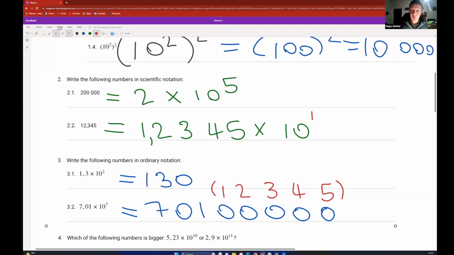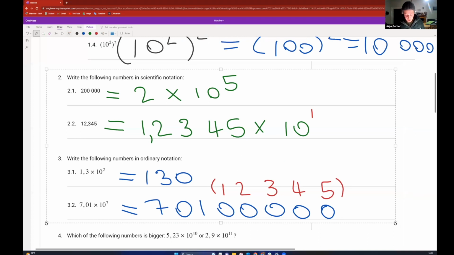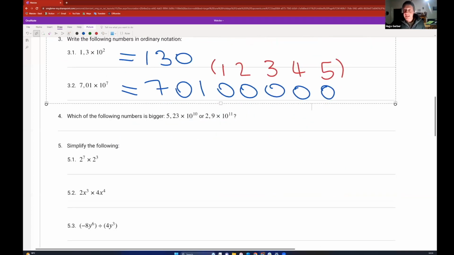And the same goes for 3.2. It's just a bigger sum. And remember, I said 1, 2, 3, 4, 5 zeros. You need all of those zeros for this answer to be correct. Any questions, Nelson?